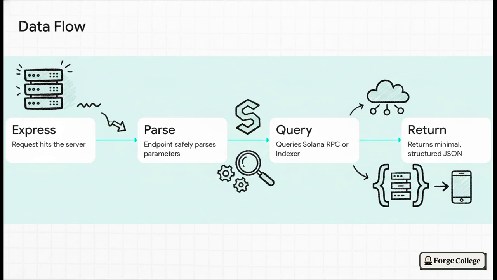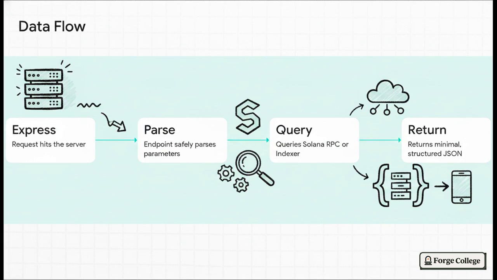Step 3, it queries the Solana RPC or maybe a dedicated indexer. And Step 4, it projects that data and returns a minimal, beautifully structured JSON payload. This keeps the mapping layer completely isolated. That means your client app never has to wrestle with decoding raw blockchain bytes ever again.